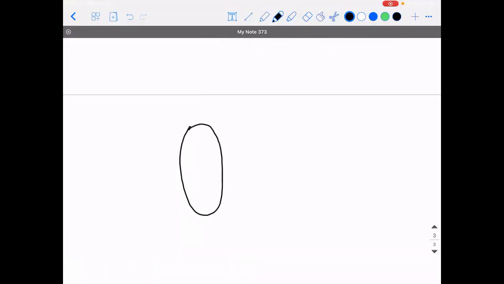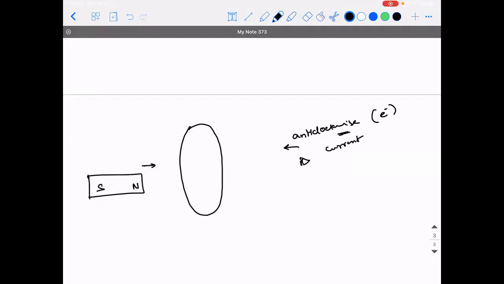If I take this as the coil, my eyes are here, I'm seeing from this side, and the magnet is on this side. North pole, south pole. When I took the north pole close, the electrons, when I see from this side, were in the anti-clockwise direction. Accepted? You already saw that. Now, what can I say about the current? Current was positive in the clockwise direction.